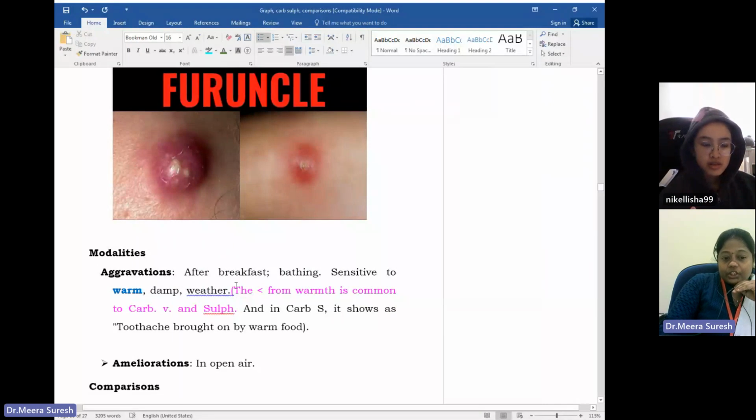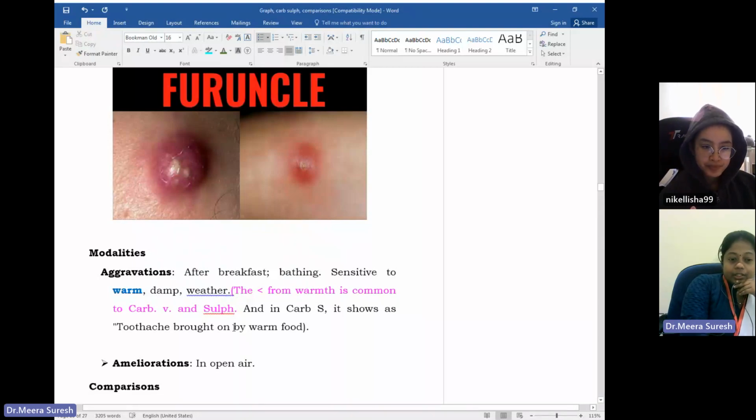So in case of aggravation, they have aggravation after breakfast, after bathing. Bathing, this one we can connect to sulfur. Even sulfur, they don't want to bathe. They have aggravation from bathing. So it may be the sulfur content. Then they're sensitive to warm, damp weather.